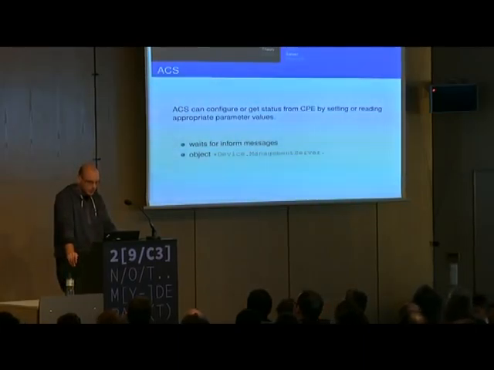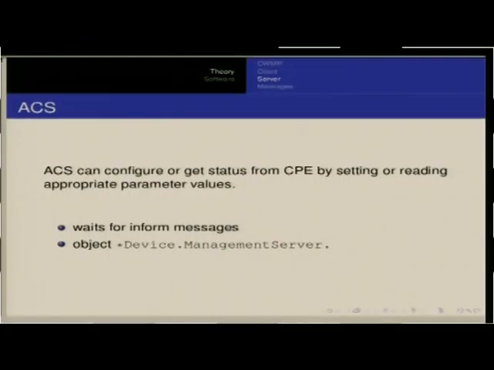ACS. The ACS can configure or get status from the CP. So it's the central point which manages all CPs. It basically waits until the CP connects to the ACS. So, for example, after a factory reset, the CP connects to the ACS, and then it gets provisioned. These ACS-defined parameters are in the ManagementServer object, the DeviceManagementServer object.